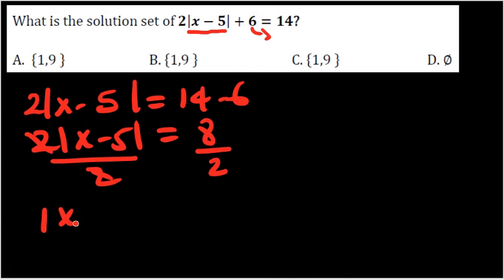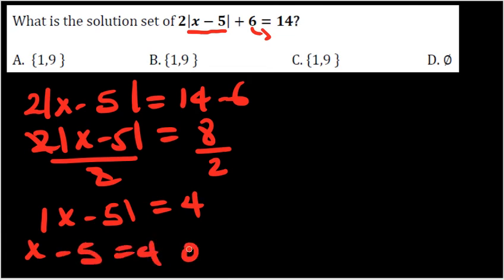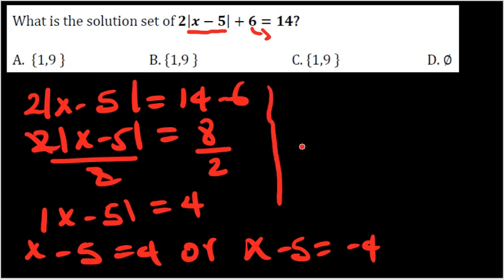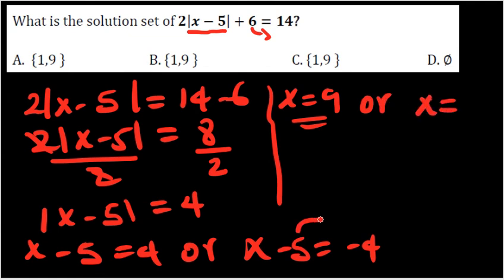Then divide both sides by 2, because our objective is to make the absolute value alone. Then x minus 5 is left on the left side, and on the right side it's going to be 4. Therefore we have two outcomes: x minus 5 is equal to 4, or x minus 5 is equal to -4. Let's do each of them. Here the -5 will be shifted, so x is equal to 9, one answer. Or the other answer: when you shift it, it will be added, so -4 plus 5 is 1. So we do have two answers, which are 1 and 9. The answer is found in C.